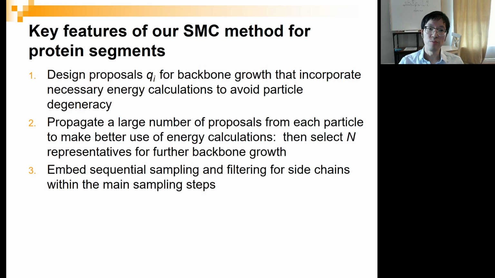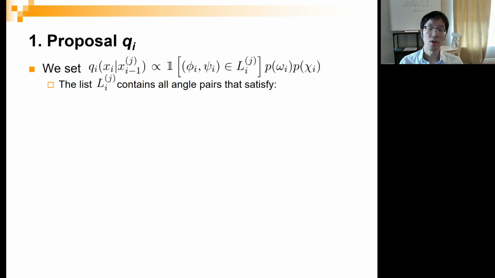And so what we do instead is we've adapted sequential Monte Carlo for protein segments, and there are three key adaptations of sequential Monte Carlo to make it effective for exploring protein conformations. They're listed here on this slide. I'll quickly run through them in just one or two slides each. So the first one is the proposal.